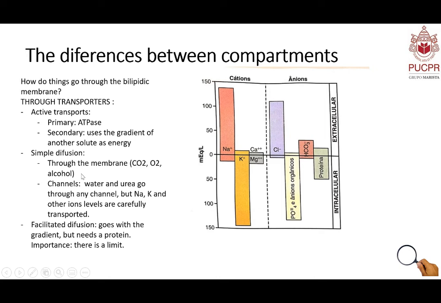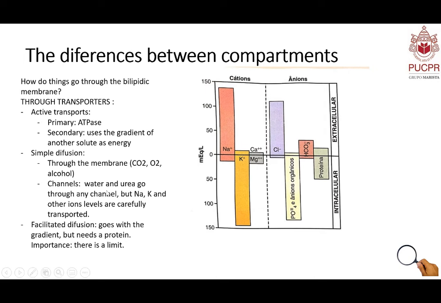Another thing that is interesting is that I know you guys have the concept that water can pass freely within the membrane. It's true, water does go freely through the membrane, but not through the lipids of the bilipid membrane. It's not between the lipids, because of course water is lipophobic.